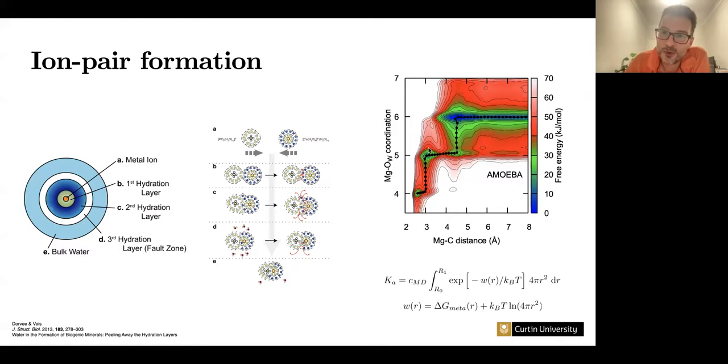So something that is more useful is if we take this two-dimensional free energy profile and then integrate out the magnesium water coordination number. We can then get a one-dimensional free energy that can be used to calculate an association constant and an ion pairing free energy, which can be compared directly with the experiment because they will have the same reference state. And this is something that we normally do as a first step when we test the force field, to make sure that we can reproduce experimentally known properties, for example, like the ion pairing.